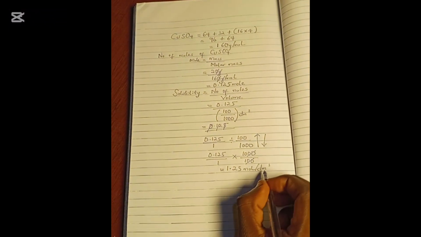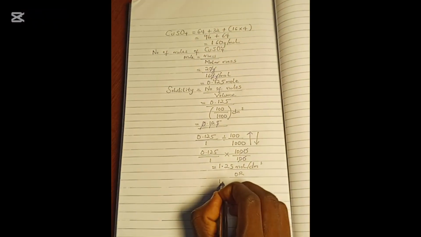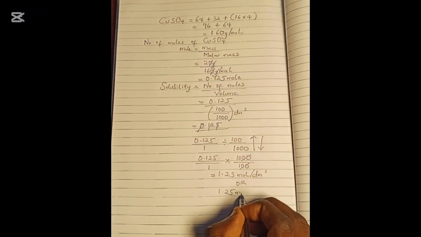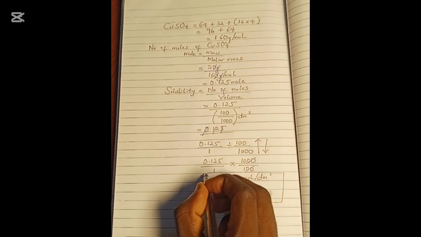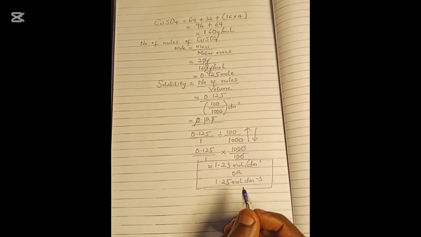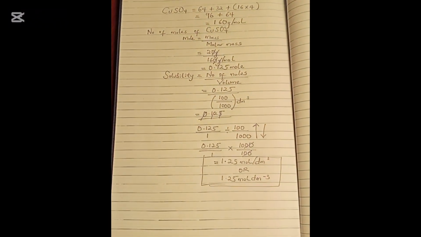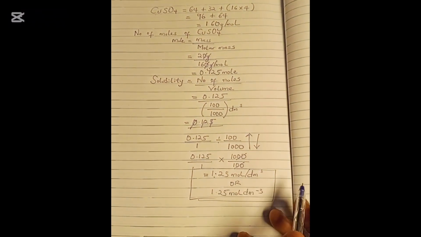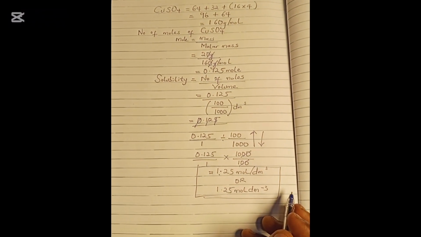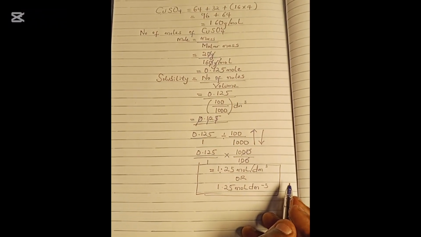We can also write it as 1.25 mol dm⁻³, which is our answer. So if we go back to the question, it means that the solubility in mole per dm³ of the 20 grams of CuSO4 is 1.25 mole per dm³. That's the solubility of that compound, which is CuSO4.